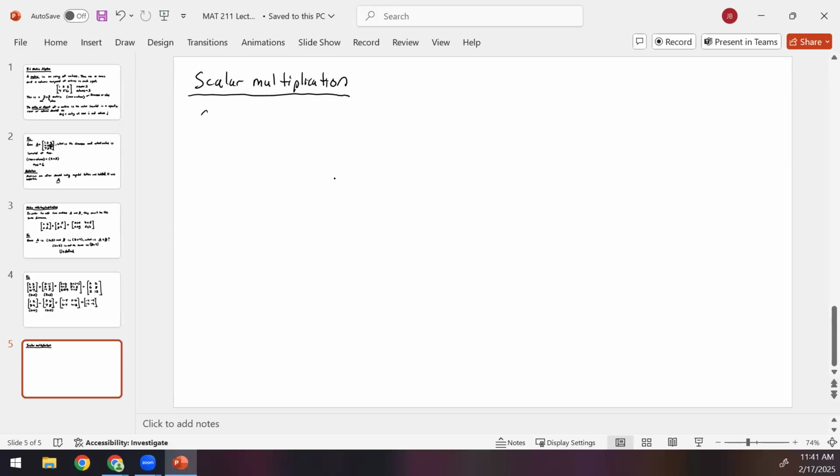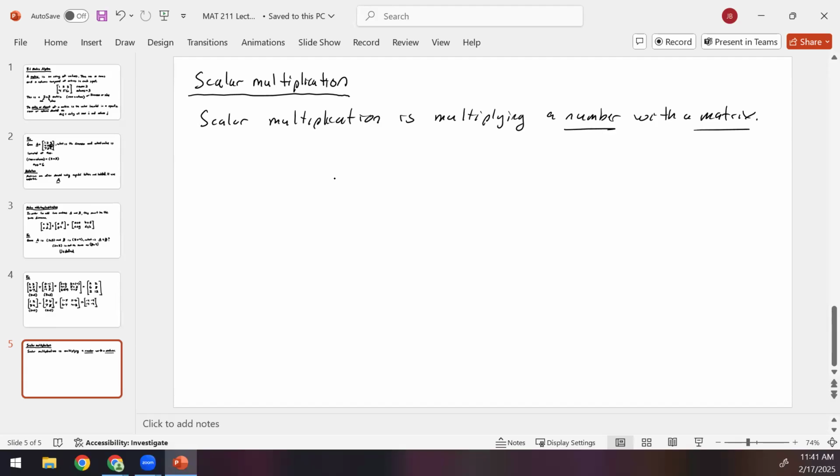So scalar multiplication is multiplying a number with a matrix. So not a matrix with a matrix, but a number with the matrix, right? So what does that entail? How do we do that?